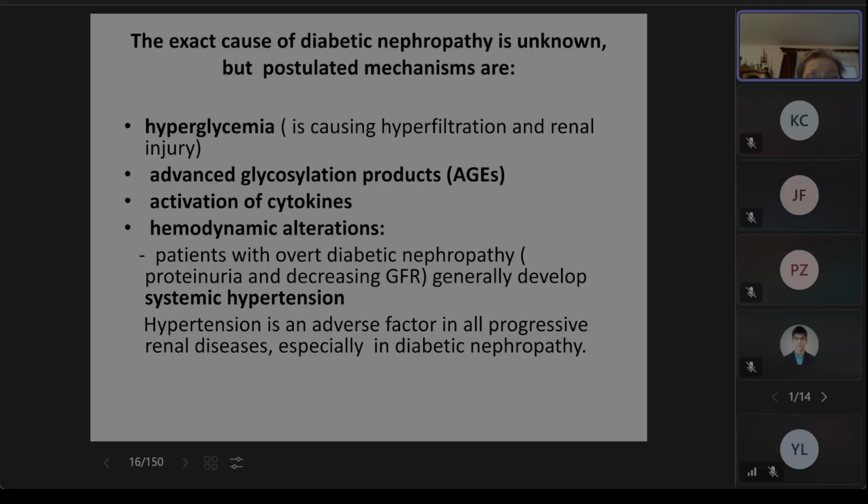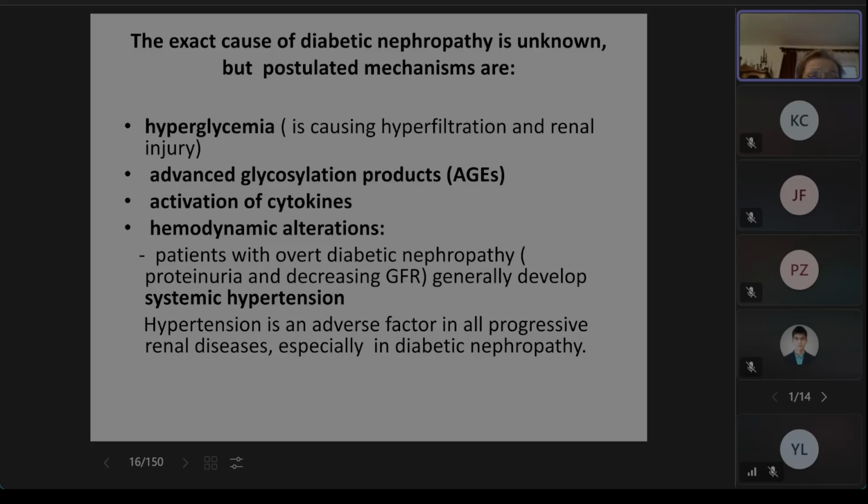Second, hyperglycemia is responsible for the formation of advanced glycosylation end products in the kidneys. As you know, advanced glycosylation end products are long-lasting proteins like collagen, for example. As you remember, collagen is forming the basement membrane of the glomerulus. So these are so-called long-lasting proteins, which are glycated in a non-enzymatic way.